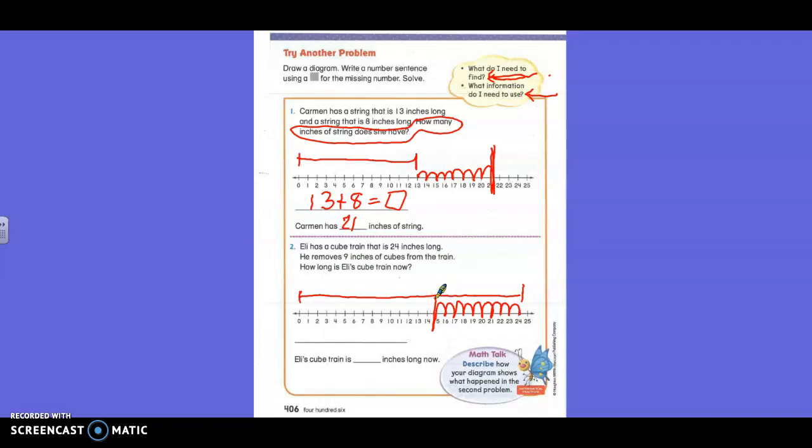Okay, who wants to tell me the number problem? Isaac? 24 minus 9 equals box. And boys and girls, what is that box? Everyone? 15. Okay.